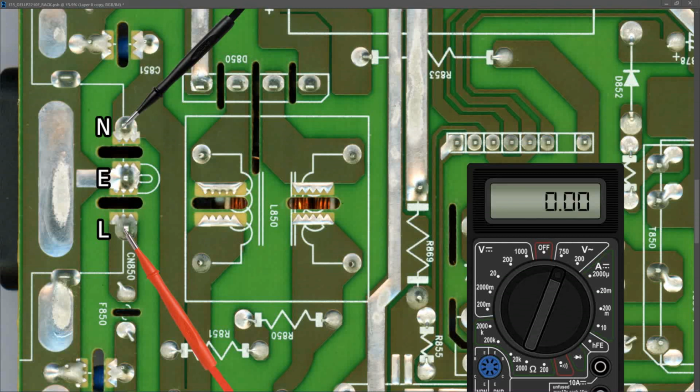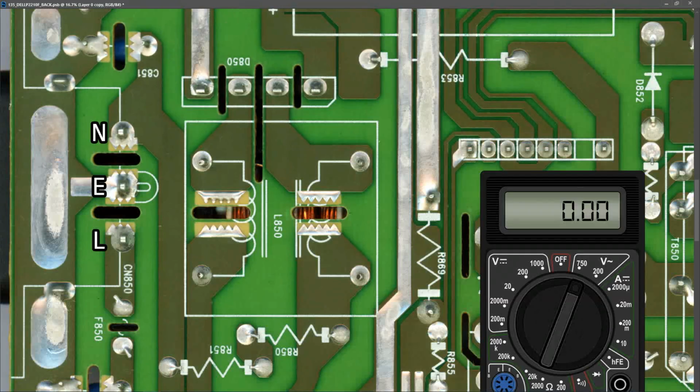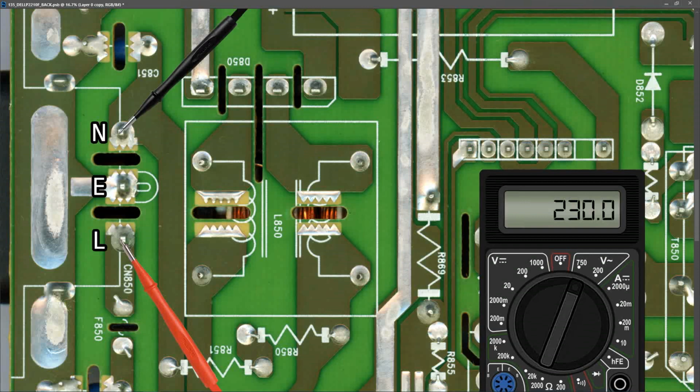I've been meaning to do another switch mode power supply, and this presents me with the opportunity to go through that circuit and hopefully add to what I did the last time. So let's start by taking our measurements again with our fuse replaced and with the board now working. With my fuse replaced and my monitor once again plugged in, I place my black probe to the neutral pin, my red probe to the live pin, and this time I measure 230 volts AC.